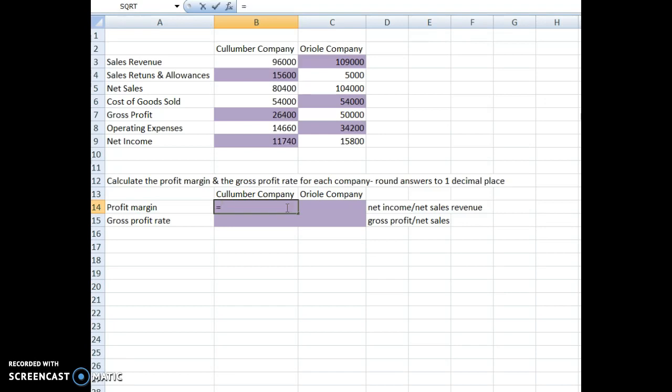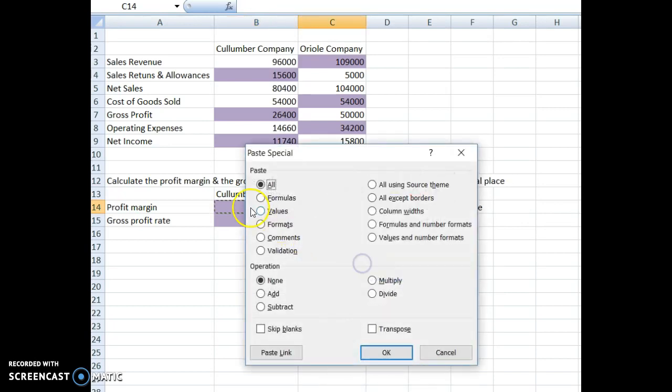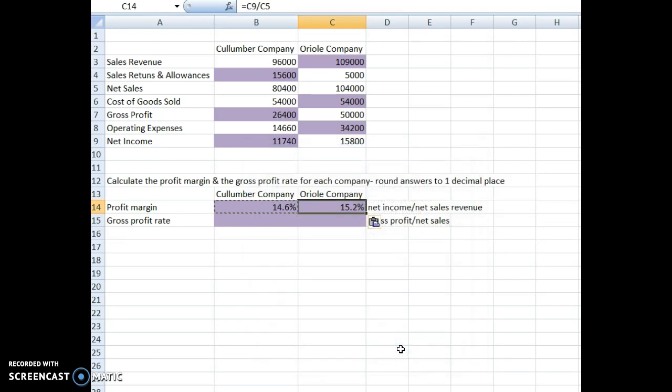So that's an equal, and I take my net income and I divide that by my sales returns and, no, sorry, not that one. Down one more. Net sales. That's going to give you 14.6. Also, the other reason why I like Excel is because I can just copy and paste the formula into the next cell, and it gives that for me. Again, same thing, net income divided by net sales, and that's going to be 15.2%.